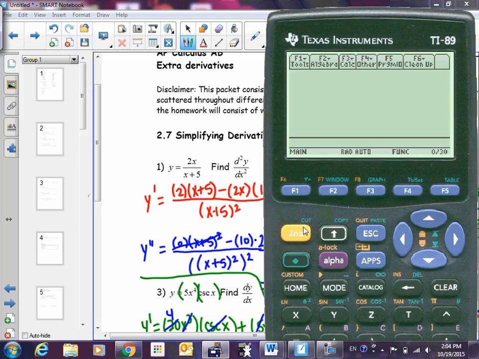Okay, so the first thing we need to do is, because we're going to be doing something with x, we need to clear our variables. If you have something stored for x, that's going to throw us off here. So do you guys remember how to clear your variables?